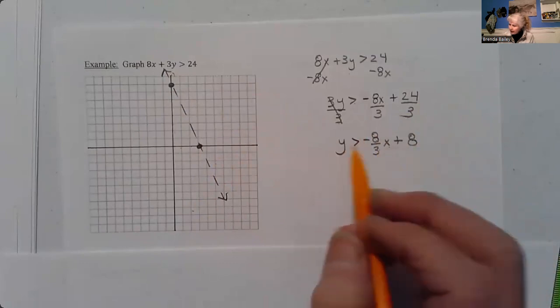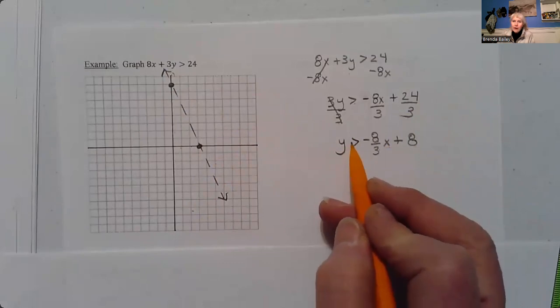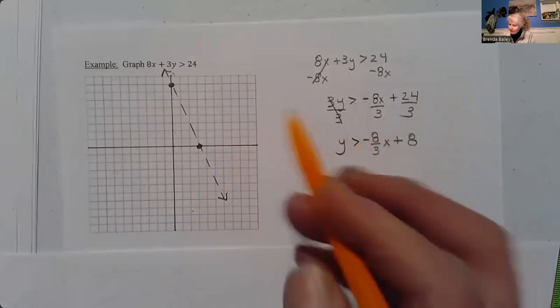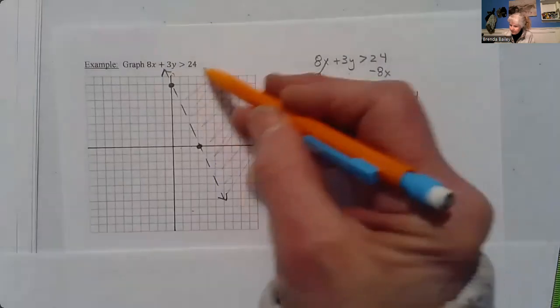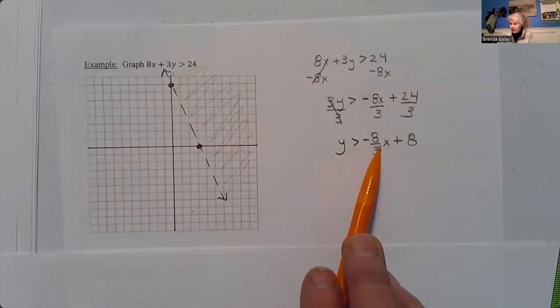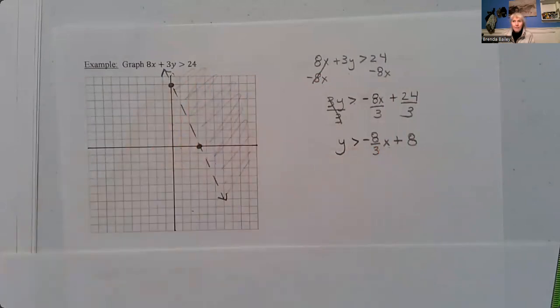Well, let's go ahead and see where we're going to shade. We have y's greater. Now, if it's greater, we shade above the line. And above the line is right up here. We have greater, we want y's greater than the line, and those will be above. Okay, let's try another one.